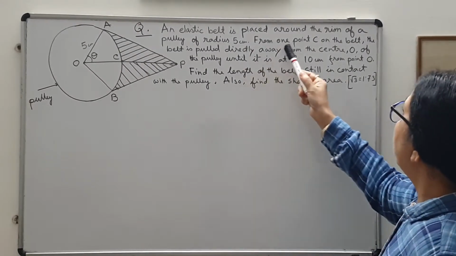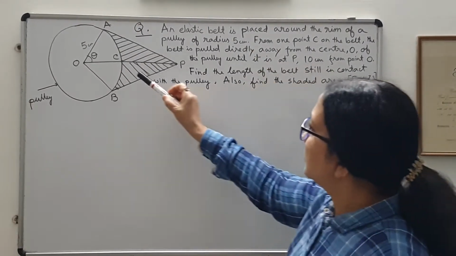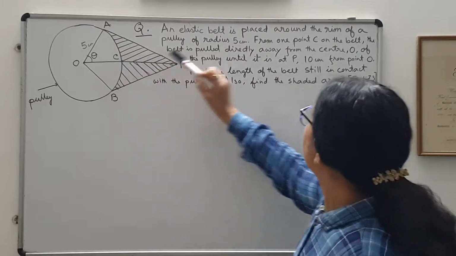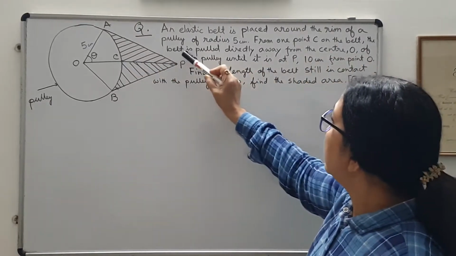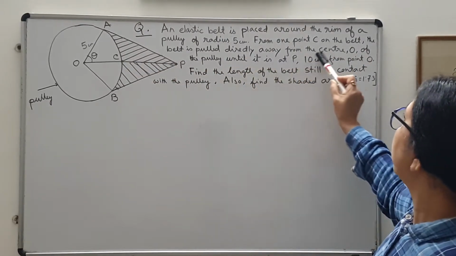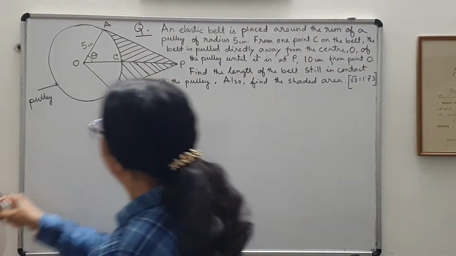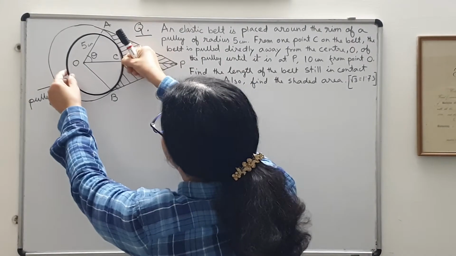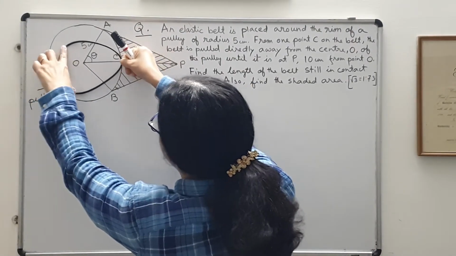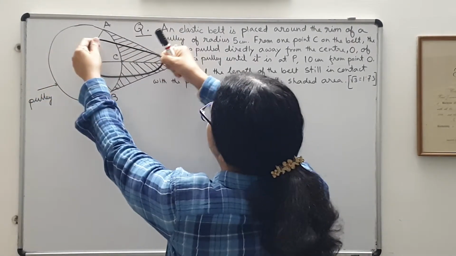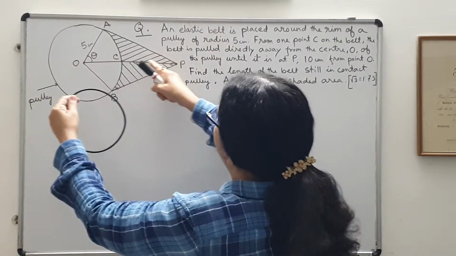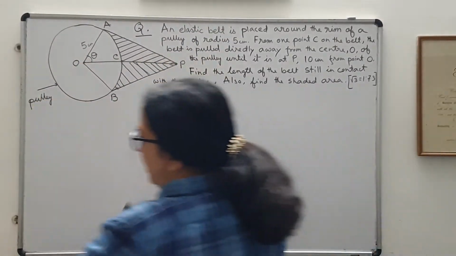And then from one point C on the belt, so this is the point C, what is done? The belt is pulled directly away from the center O. That means something like that. So suppose it is here. From this point, this part is fixed. So this point is pulled in this way. It is pulled, and this point C is brought to the point P.